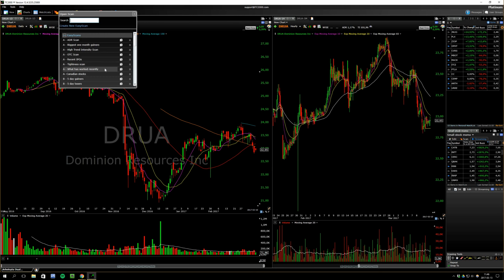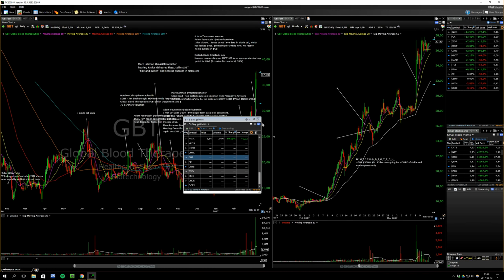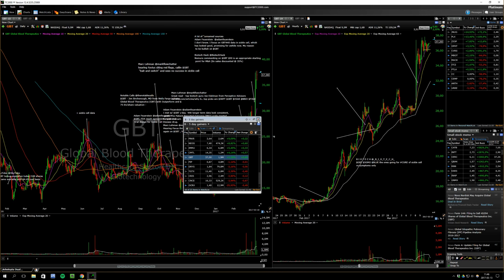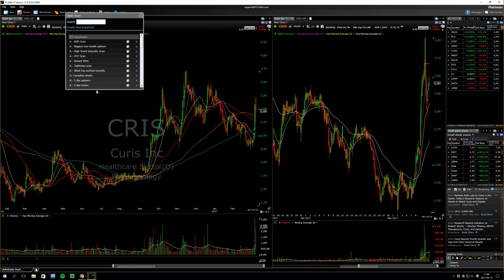This one I don't really use. This one I don't really use. This one I don't really use. So 5-day gainers. Another very short-term momentum scan. Here are the criteria, and these are just stocks that have been strong the past 5 days. And this is where I usually find my best short ideas.